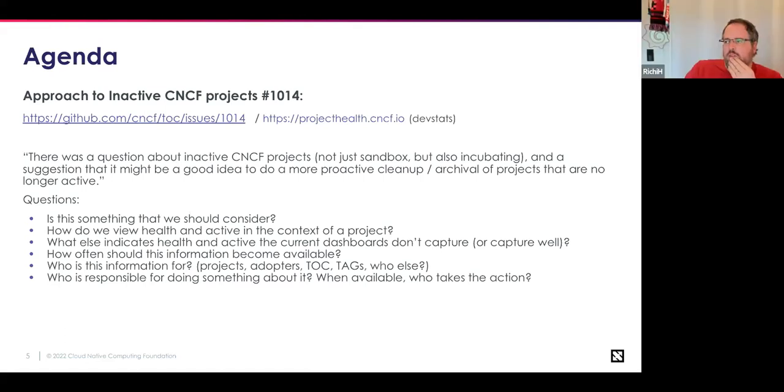I think there are at least 3.5 substrands in answers to that question. Maybe on the high level first, I personally believe that yes, there should be more scrutiny on, let's say, a graduated project than a sandbox project, due to the simple fact that people are more likely to trust it. So there's also more risk in that thing going stale.